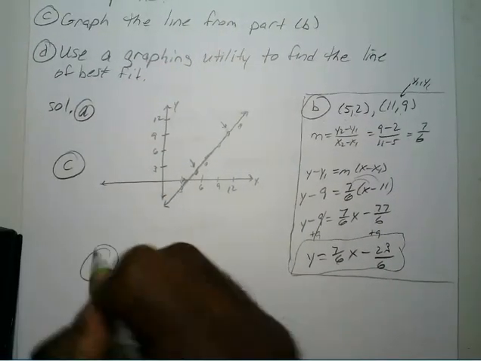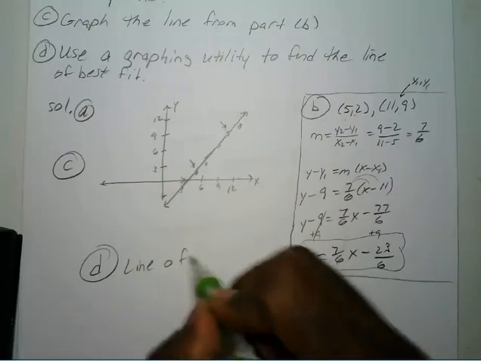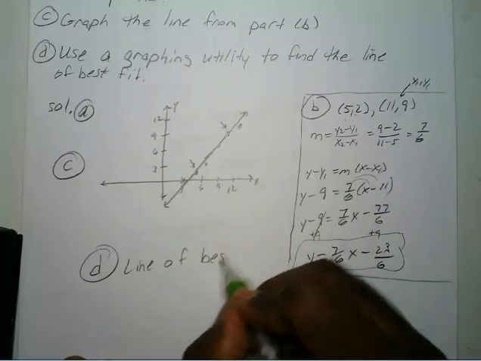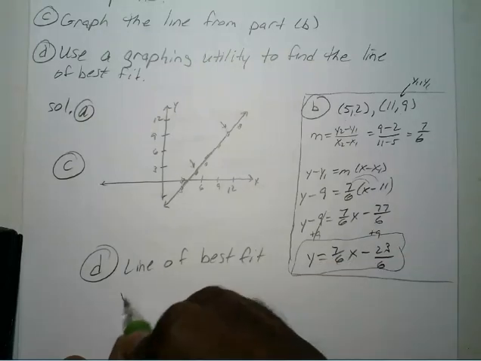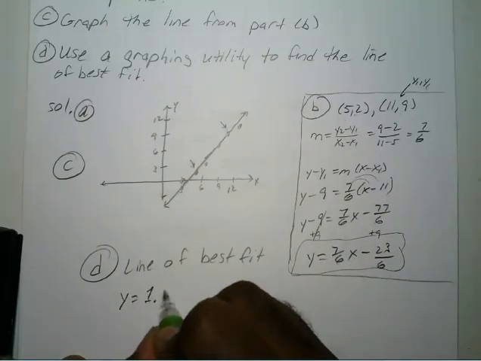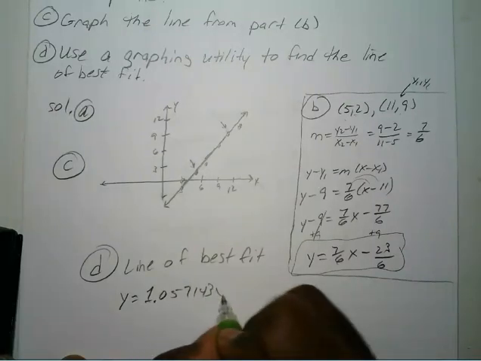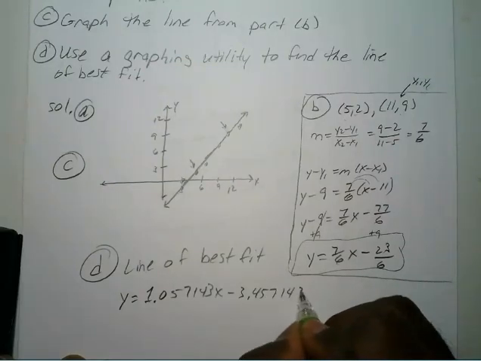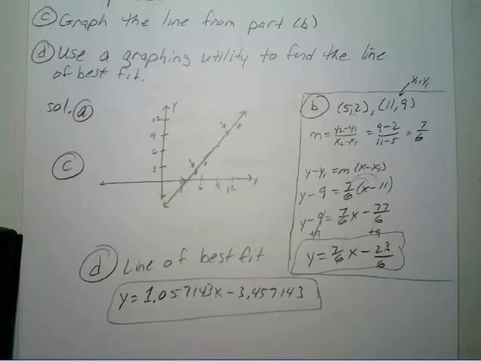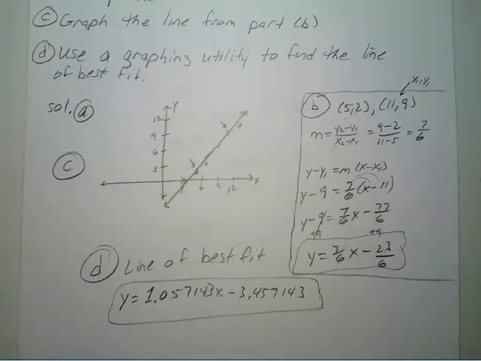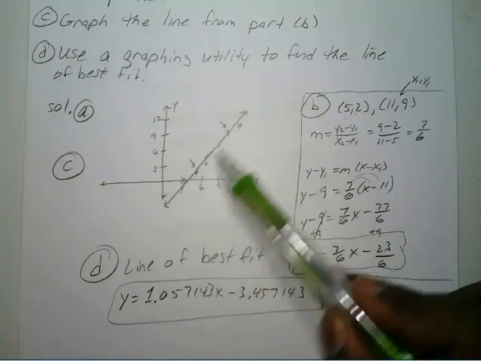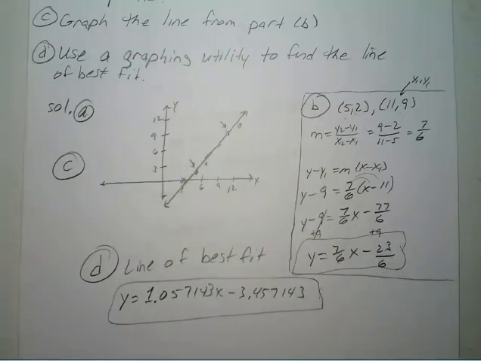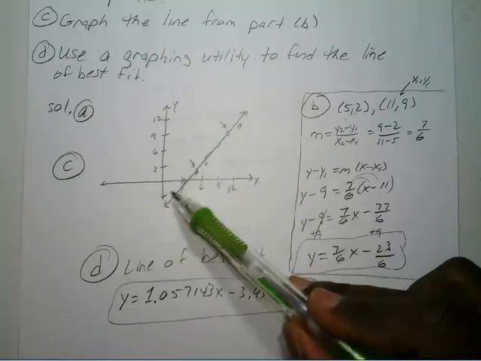So for D, the line of best fit is y equals 1.057143x minus 3.457143. Okay, so that's the equation that best fits these scatter plots, even though they're not linear. It's kind of somewhere in the middle.